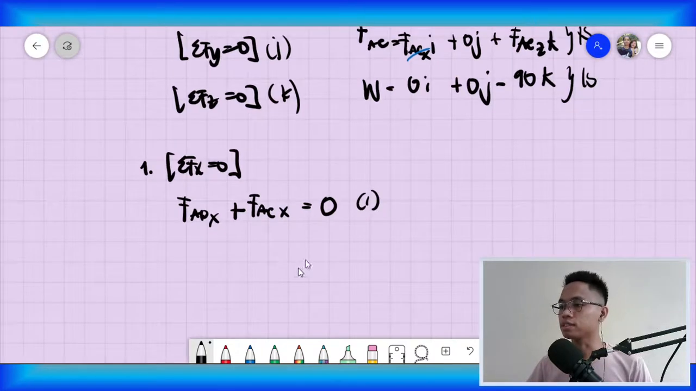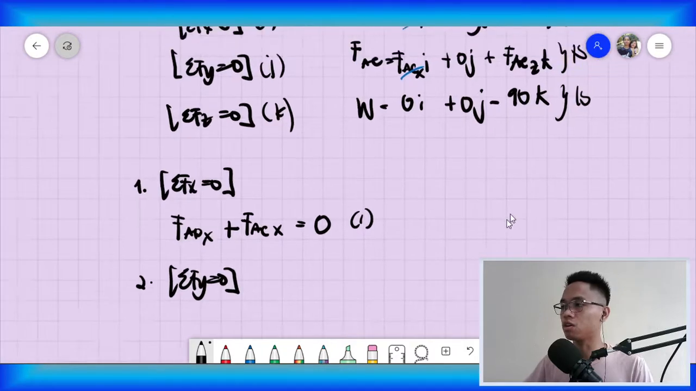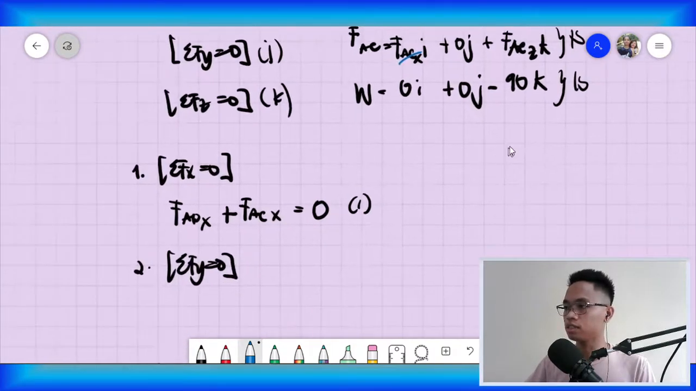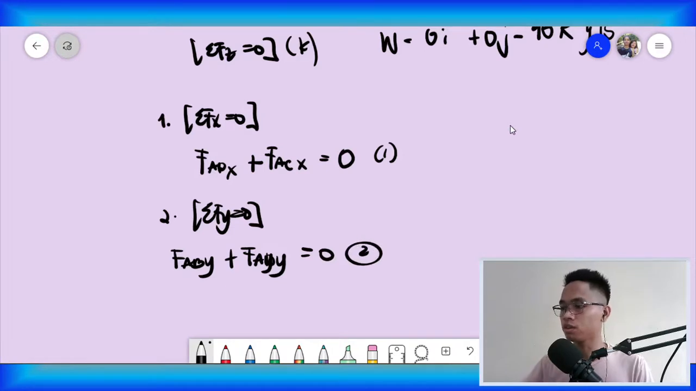Okay, next is, let's proceed with equation number 2. That is your summation of forces Y is equal to 0. Again, masayon yun mo siya if naka-component form. So the nga case is we have your FAB and your FAD. So we have FABY plus FADY, wala na tayo lahabilin, so that is 0. So this would be our equation 2.